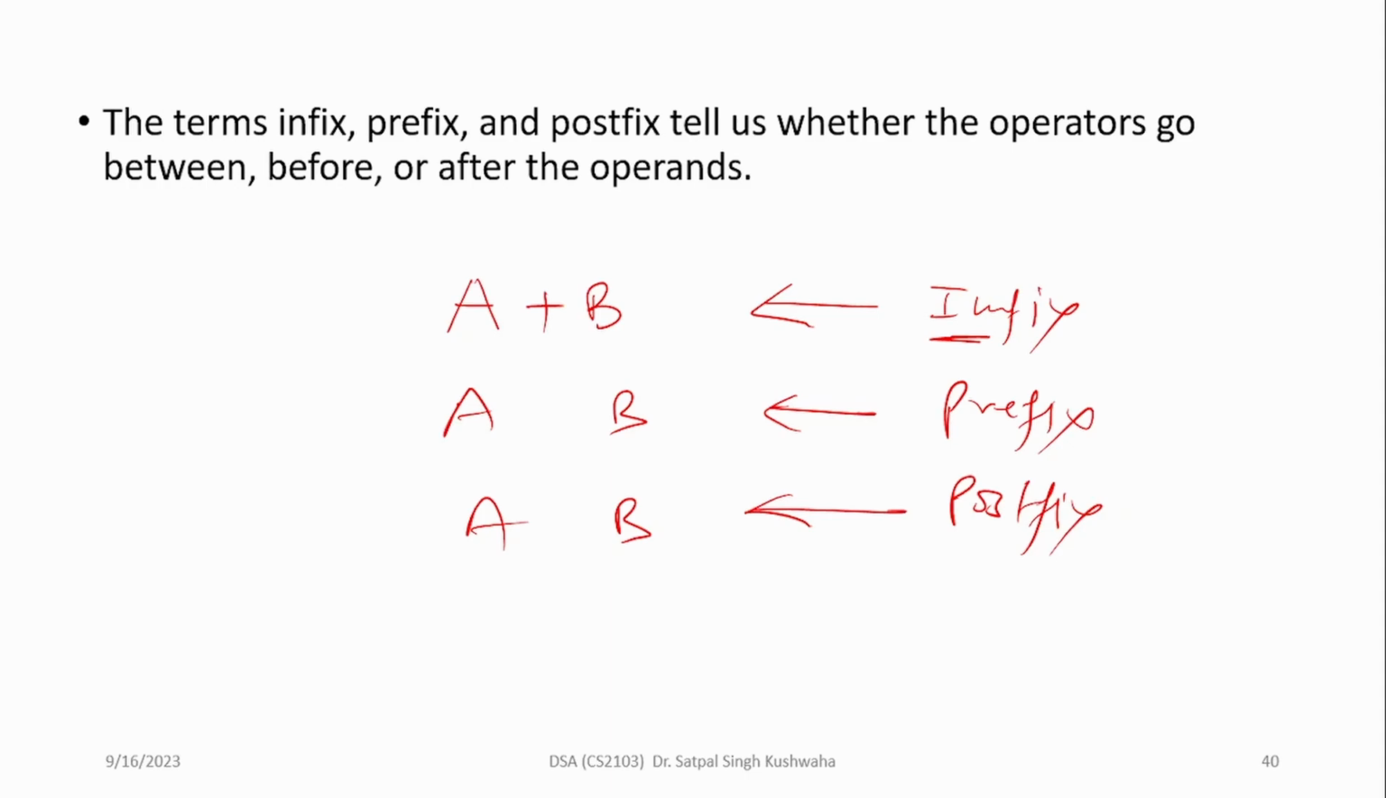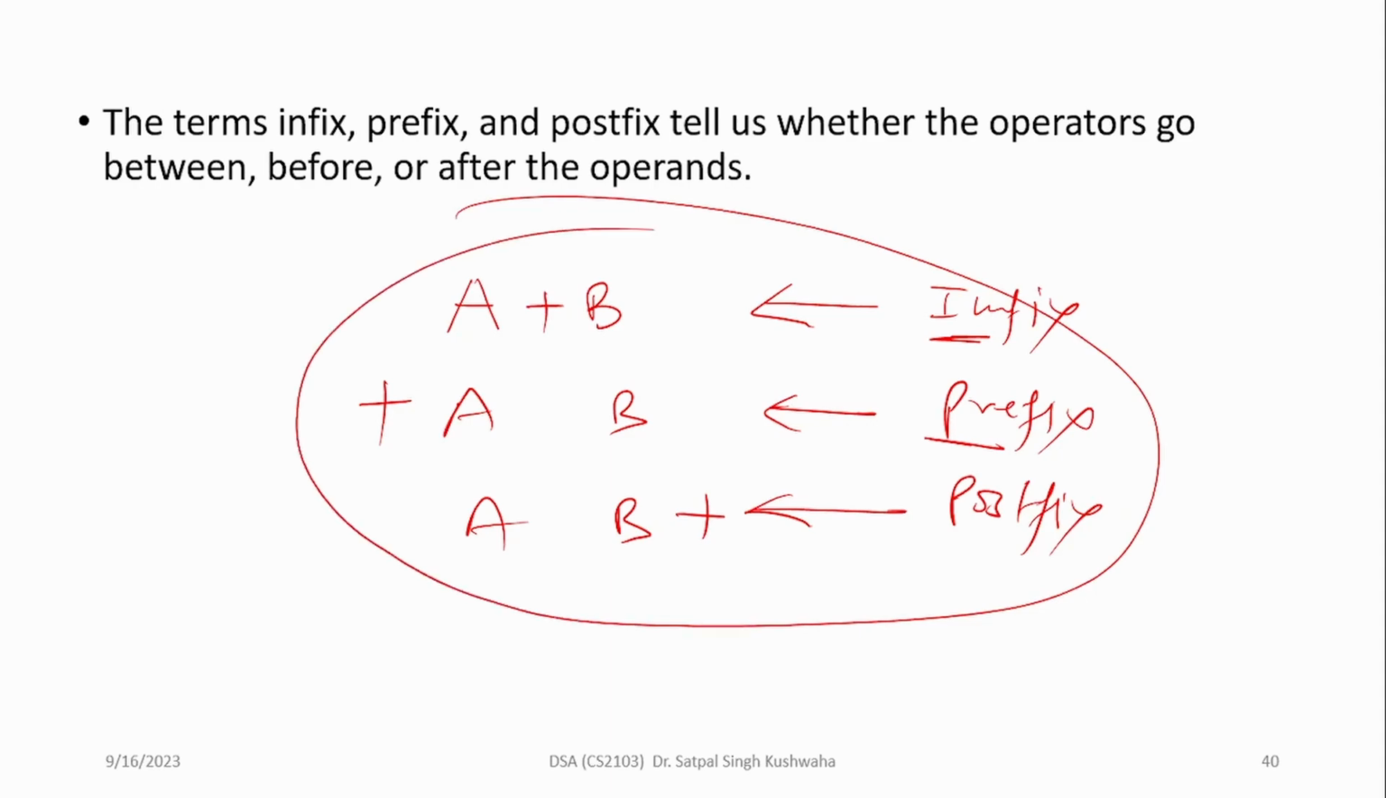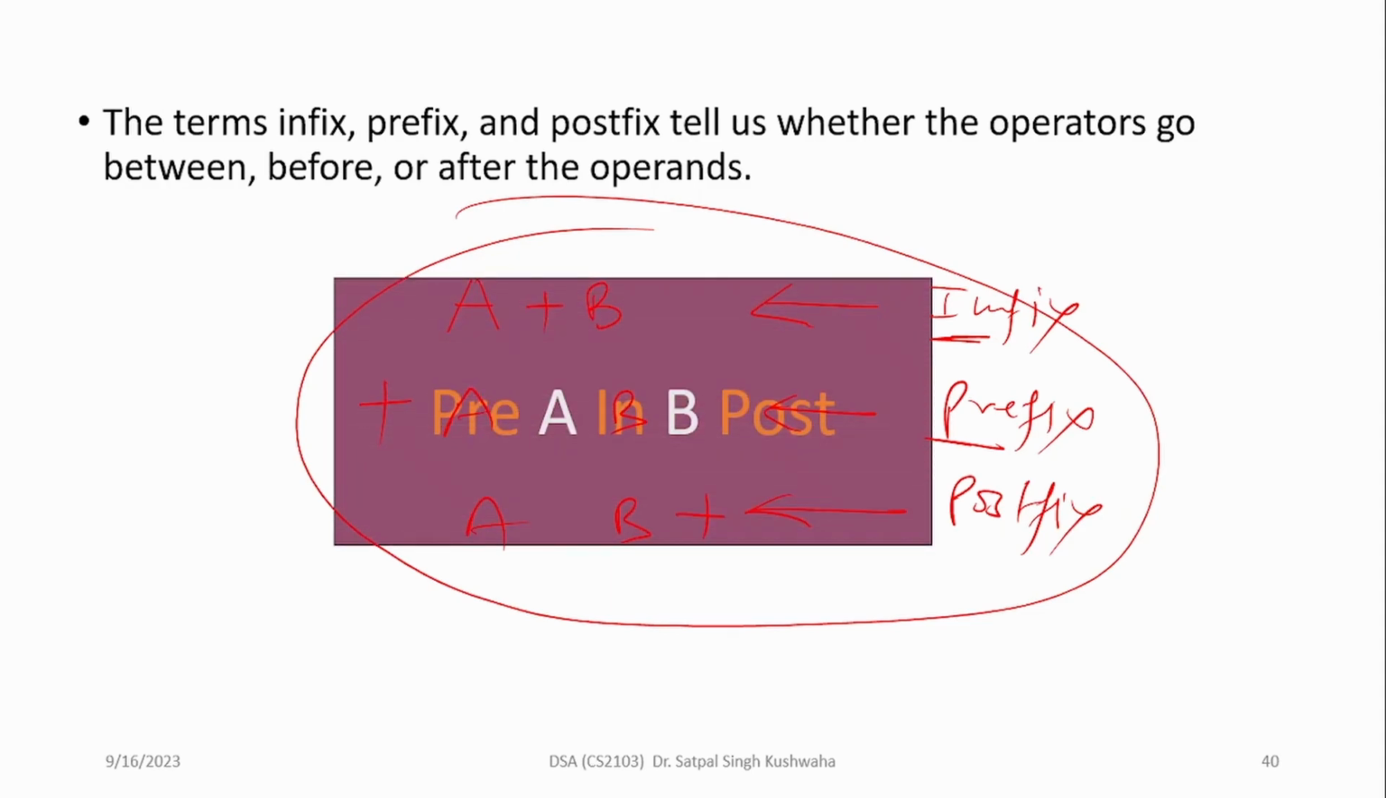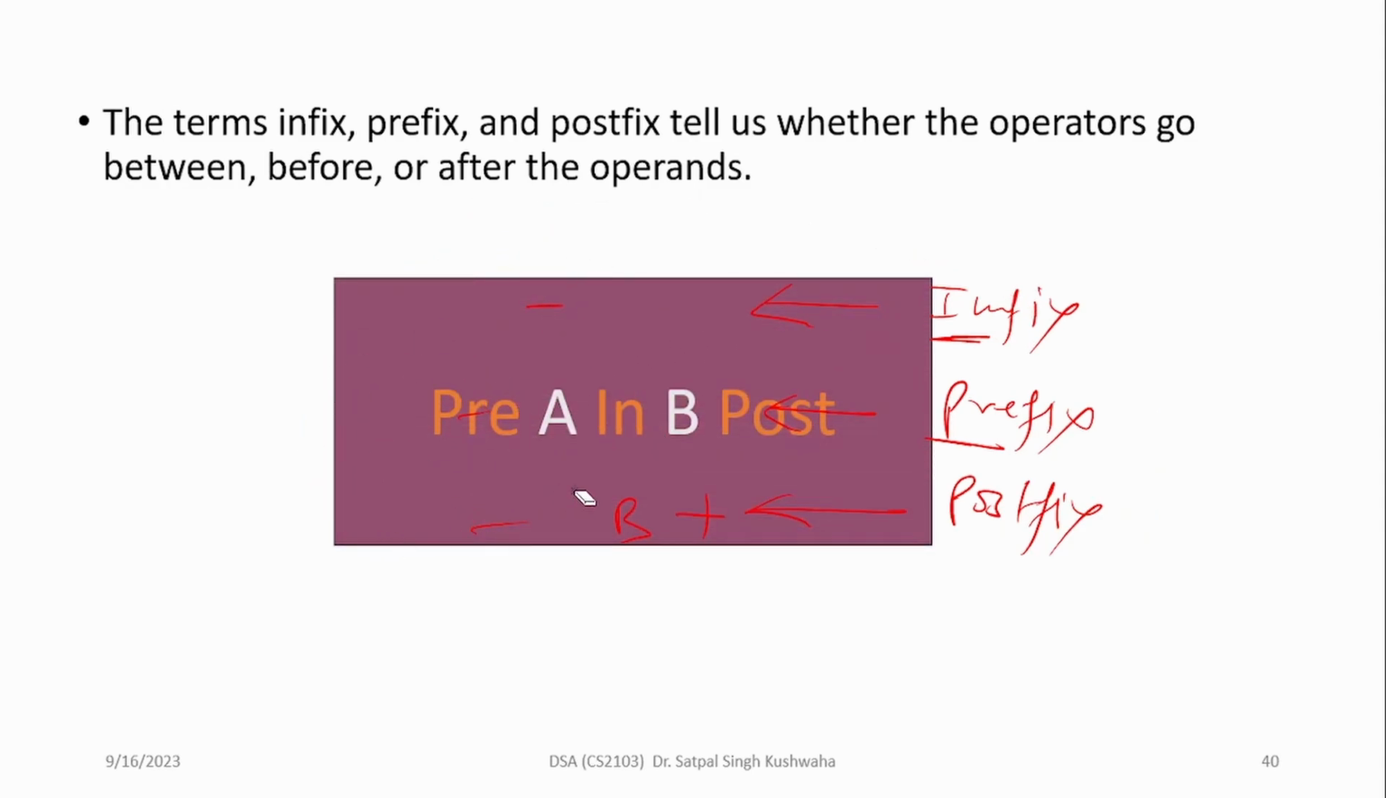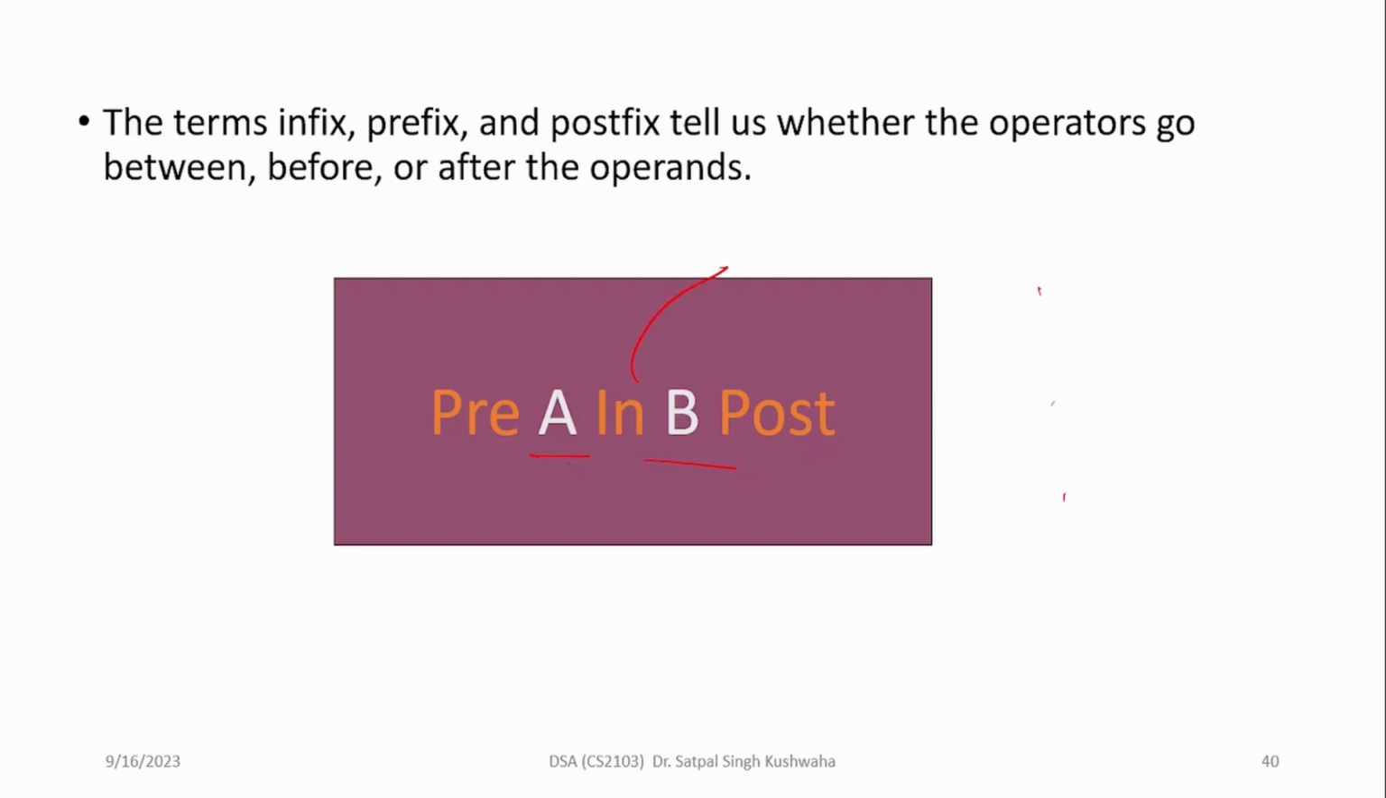In the prefix notation, pre means the operator comes before the operands: operator first, then operand, operand. Postfix means first operand, second operand, and then the operator, after the operands. This is the way we can distinguish between infix, postfix and prefix expressions. I hope the basic distinction is clear to all. For infix, the operator comes in between. For prefix, the operator comes before the operands, and for postfix, the operator comes after the operands.